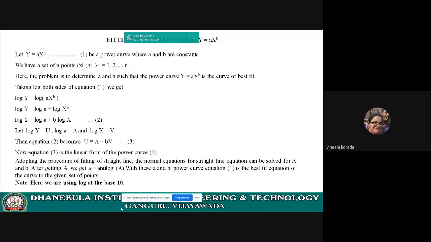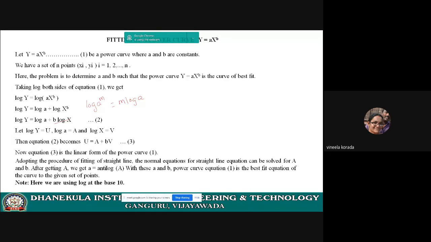Log a power m is always m log a. Is it so? Log a power m is m log a. So that is why I am writing log x power b as b log x here. This is of the form log a power m, which is nothing but m log a. So we are writing it as b log x. Now what is the equation? Log y is equal to log a plus b log x.